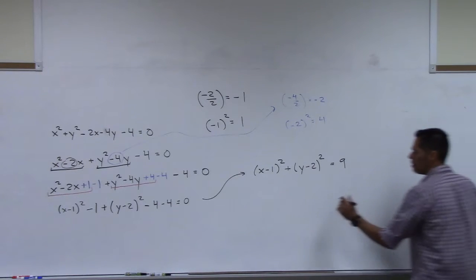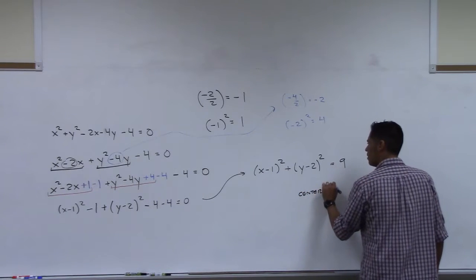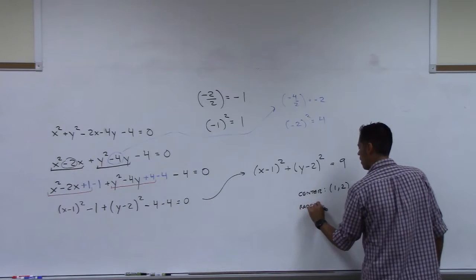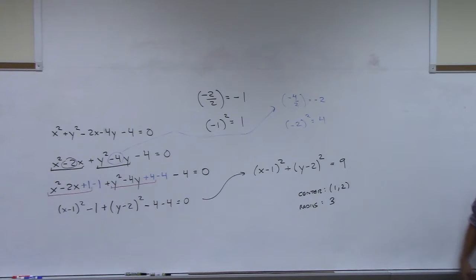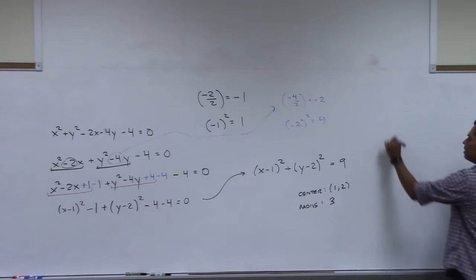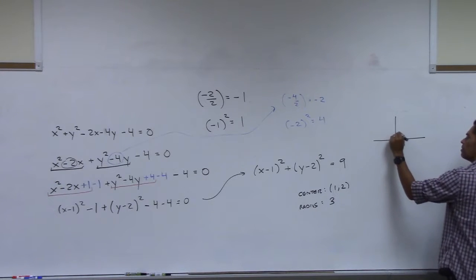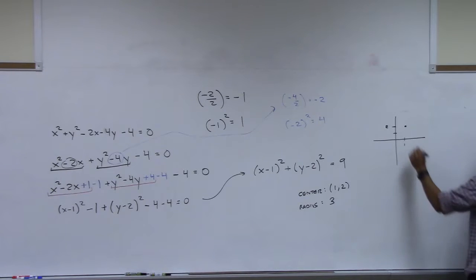So there's my circle. Center is 1, 2. Radius is what? 3, right? Be careful. Don't use 9. 9's not the radius. That's the radius squared. So your radius is 3. So I would go and draw a circle. I go out to the right 1. I would go up 2. I put my center, and then I just draw it with a radius of 3.